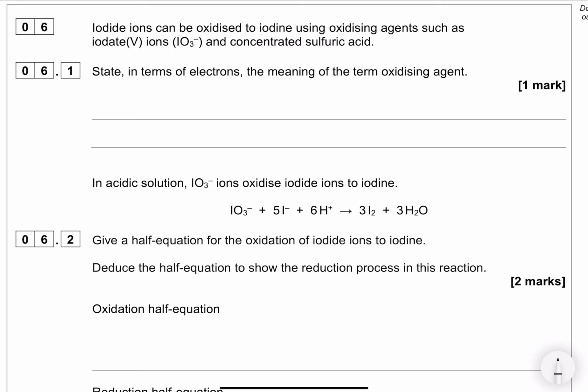Iodide ions can be oxidised to iodine using oxidising agents such as iodate(V) ions, IO3- with a 1- charge, and concentrated sulfuric acid. State in terms of electrons the meaning of the term oxidising agent. So remembering the mnemonic OIL RIG, oxidation is loss. The oxidising agent causes the loss. It is the agent of oxidation. So if it causes the loss, it does so by accepting electrons. So we're going to say an electron acceptor.